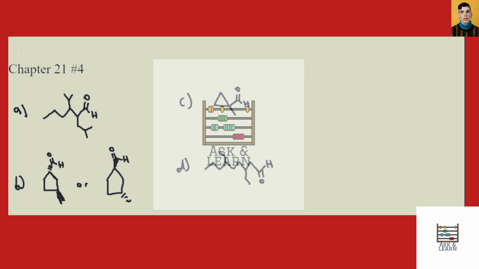And again, to solve these, remember, just identify the root or the main chain or the backbone chain, draw that, identify your substituents, and then put them in as necessary. And that's the answer to Chapter 21, problem number 4.